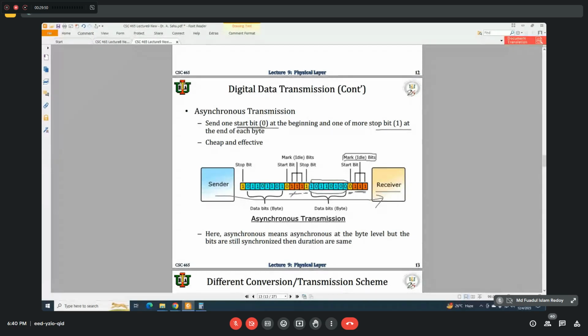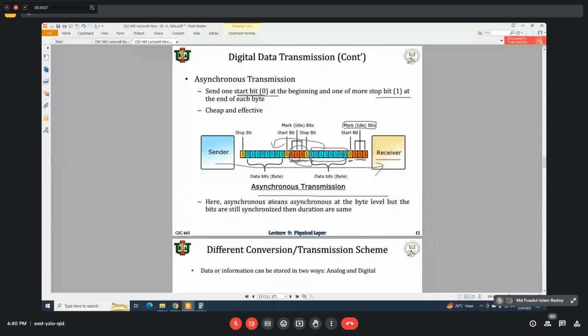Then you can see that there is an idle bit, which is a kind of pause. After one byte, when you send another byte, there is a pause in between. With that pause the receiver will be able to separate byte from byte. So that is the asynchronous transmission. Here it says asynchronous means asynchronous at the byte level, but the bits are still synchronized, so the durations are the same.